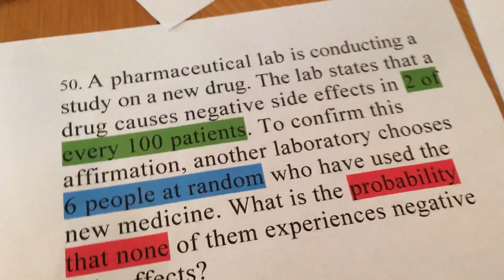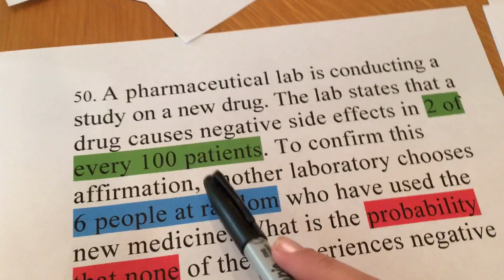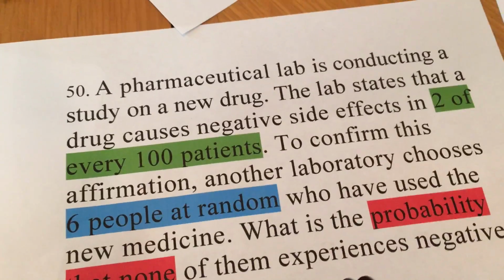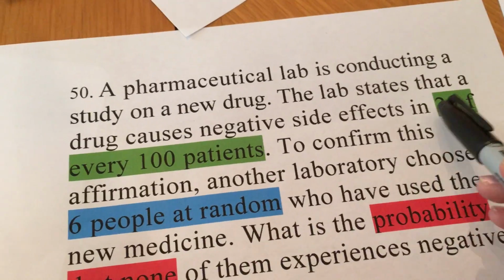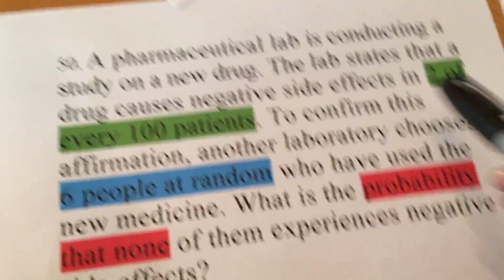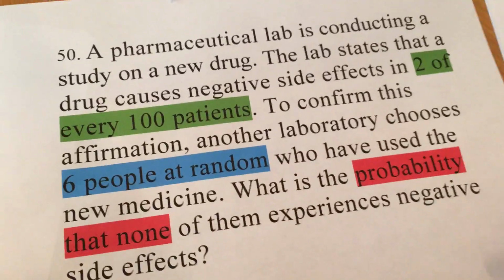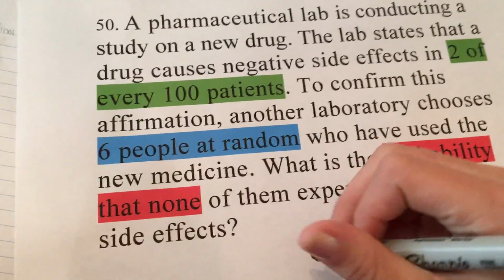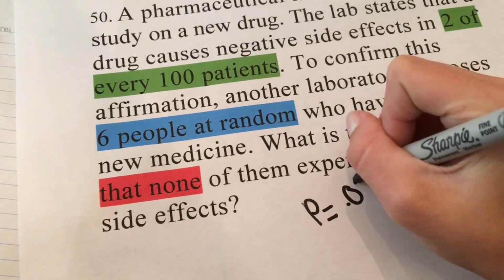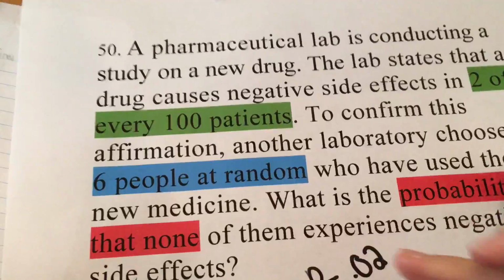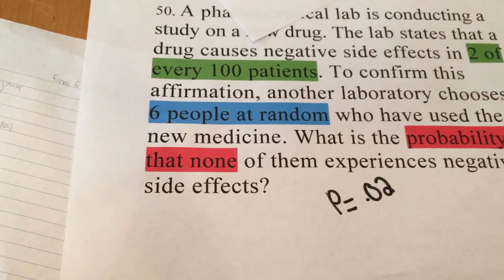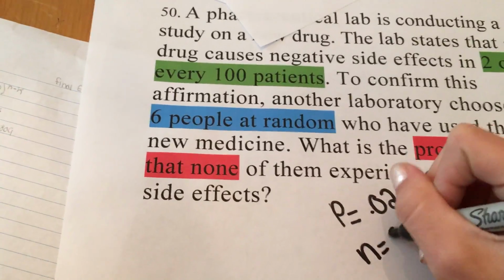Going back to our problem, the first number we see is 2 out of every 100 patients. And many of you will see this as our n choose k, but in fact, this is our probability. It's written out instead of in a percentage, so many of us will get tricked by this. So our p-value would be 0.02 or 2%. And to continue, the 6 people at random, as stated earlier, is our observation or n group. So our n value would equal 6.